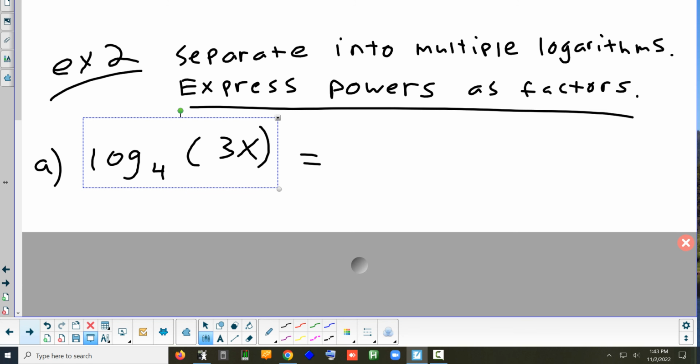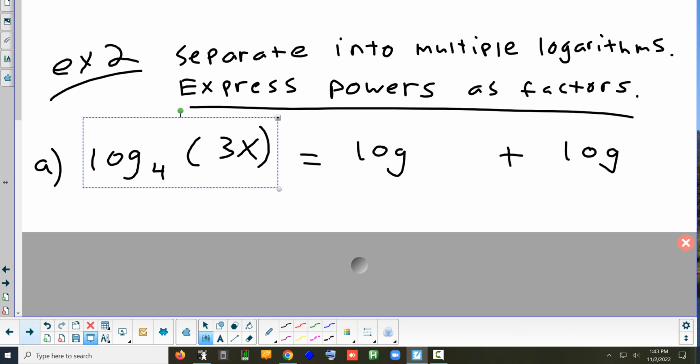Then it turns into what? Oh, you add the 3 plus x. Then it turns into addition. So this is going to turn into addition. How many logs am I going to be adding together when I split it? How many? 2. I'm going to have 2 logs.